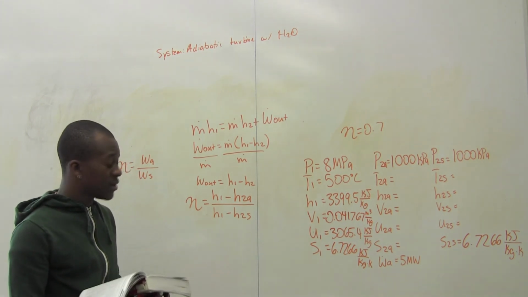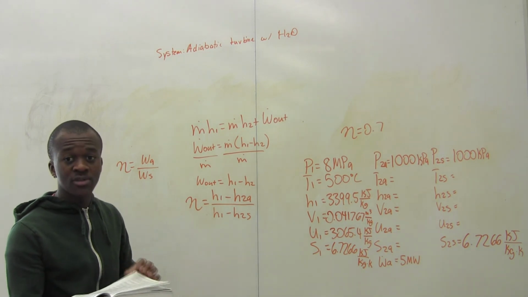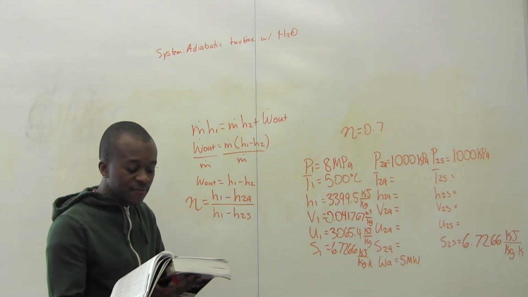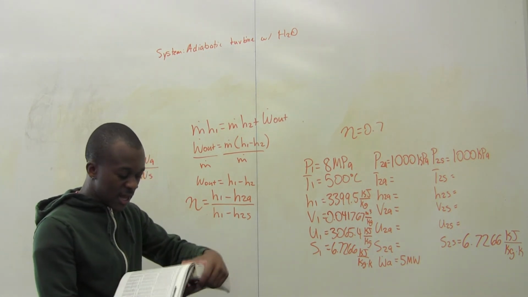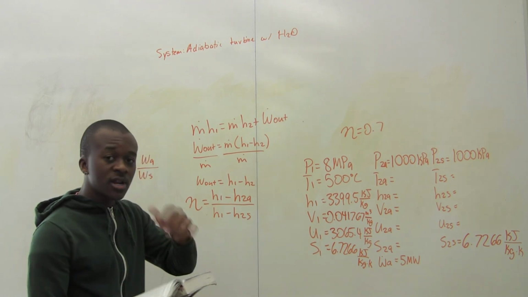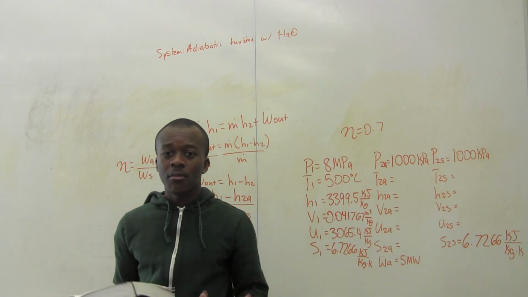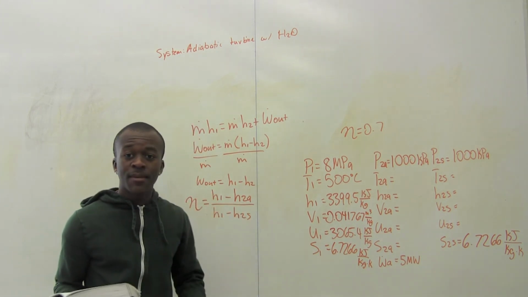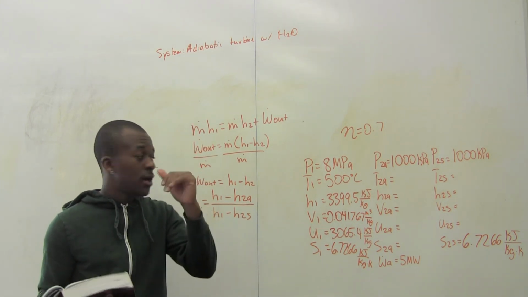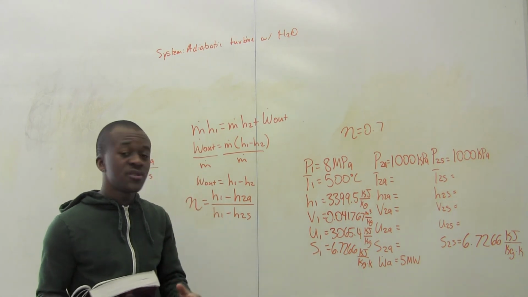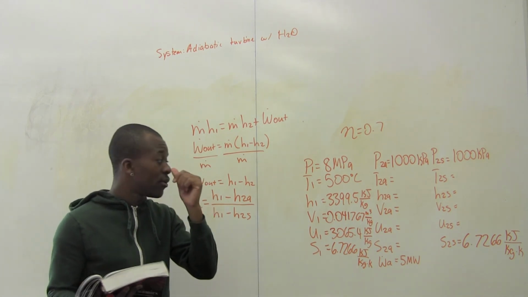And I'm going to find 1,000 kilopascals, which is the same as 1 megapascal. So I'm going to flip to 1 megapascal, and what I'm going to look for is the entropy that's closest to this. Generally, for us, they didn't make us interpolate. They said choose either value. Choose the value higher than it or choose the value lower than it.